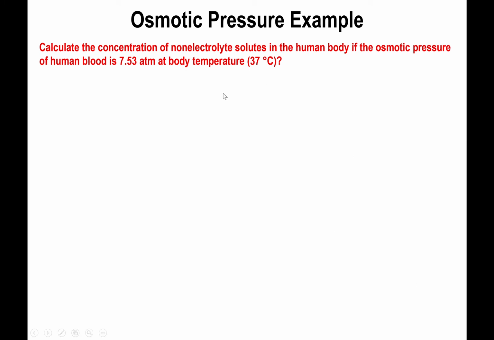Here we have a non-electrolyte solute, meaning that the solute is not ionic. So we have a covalent solute, which means that the value of i will be 1. We know the pressure in human blood to be 7.53 atmospheres and the temperature of the body to be 37 degrees Celsius. So we want to find out what concentration this will correspond to. We use the osmotic pressure formula, and here we're solving for the concentration of this solute. So we solve for M.